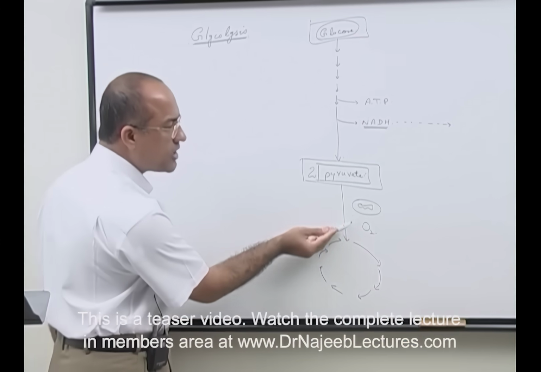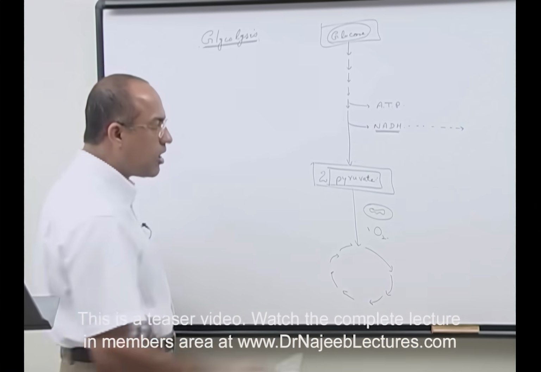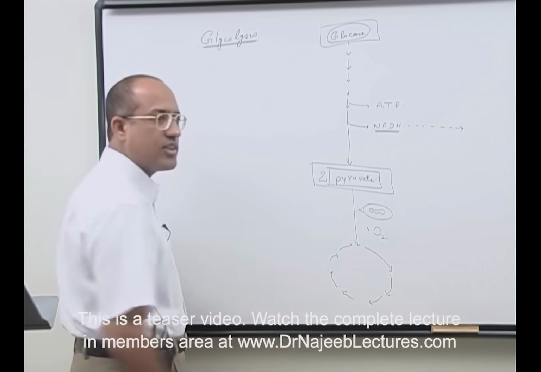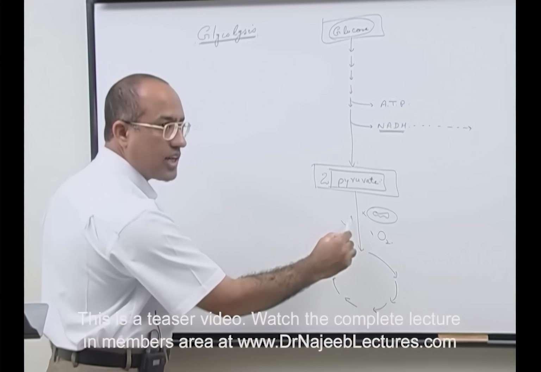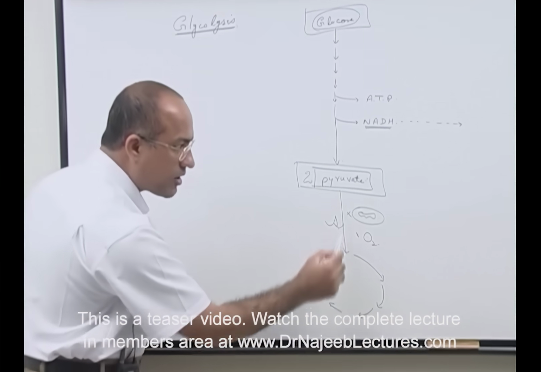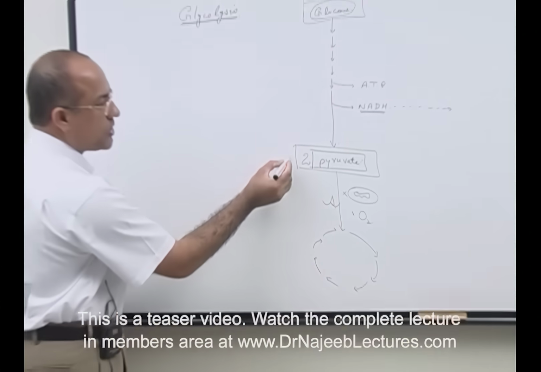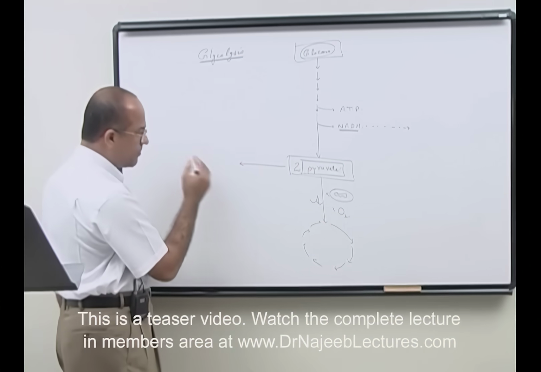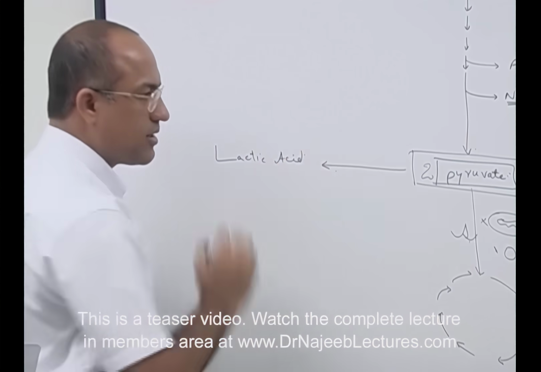And if oxygen is not available, or mitochondria are not present in a cell, then we cannot take pyruvate into acetyl-CoA, and eventually we cannot take pyruvate into the Krebs cycle. Then we take pyruvate into which side? Yes, lactic acid. Is that right?